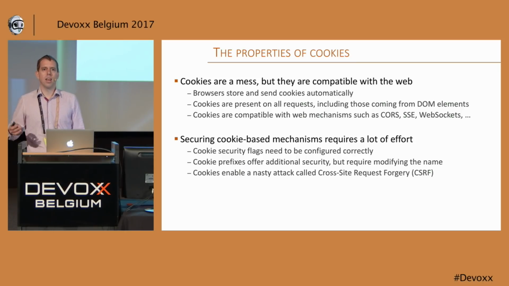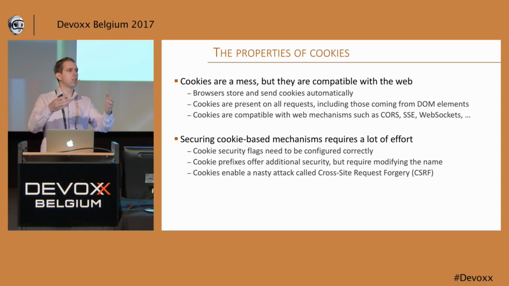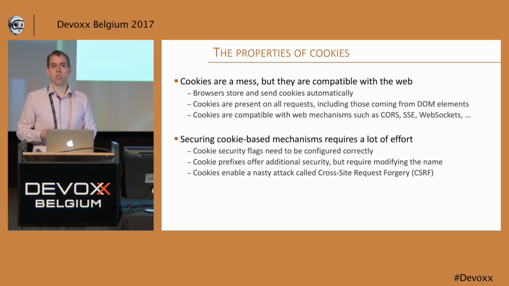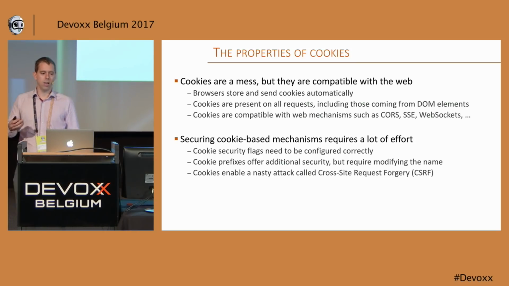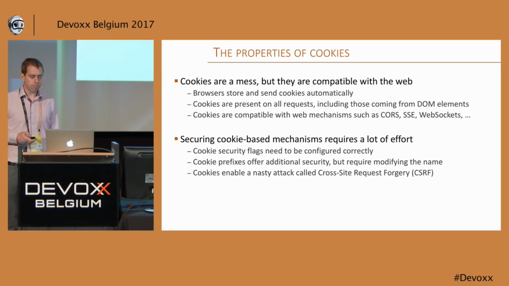So you have cookie security flags like HttpOnly and Secure that you need to enable if your framework supports that. You have cookie prefixes nowadays, so you can add a prefix to the name of the cookie, and that's going to enable additional security behavior in the browser. But again, you need to be able to modify the name of the cookie, which is something that not a lot of frameworks actually allow you to do. And of course, if you use cookies, you have to deal with cross-site request forgery, or CSRF, which I'm going to talk about in a bit.